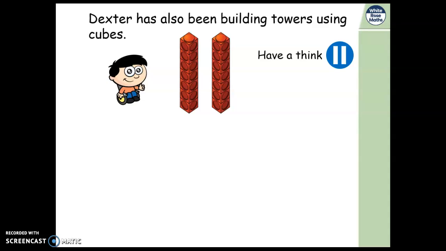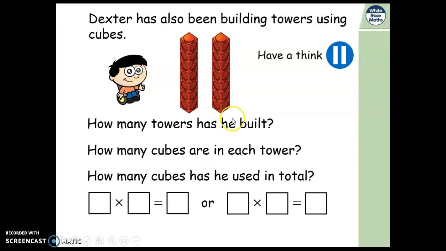So then we have Dexter has also been building towers using cubes. Okay, so now it looks a bit different because there aren't groups of 2. How many towers has he built? Okay, so if we counted those, remember towers, we can see them as groups. That's 1, 2 towers or 2 groups. How many cubes are in each tower? 1, 2, 3, 4, 5, 6, 7.